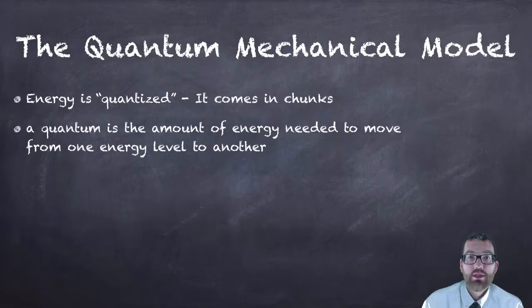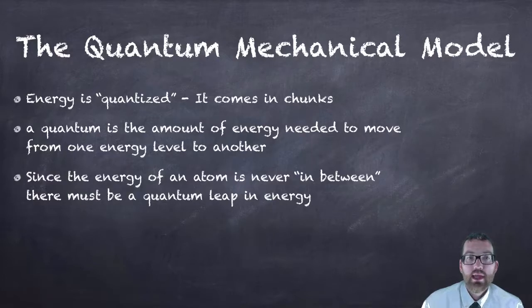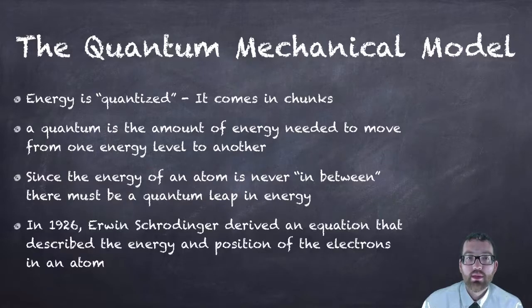A quantum is the amount of energy needed to move from one energy level to the other. And since the energy of an atom is never in between, there has to be a quantum leap in energy to make those jumps that explain some of the chemical behavior we'll be talking about later.